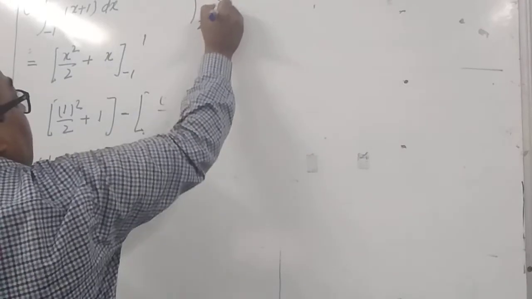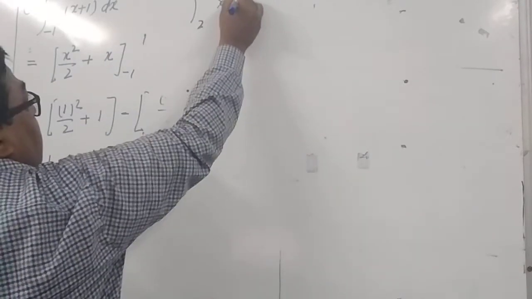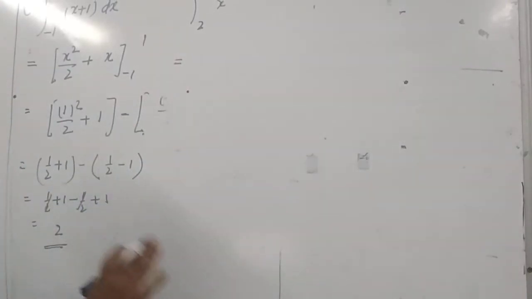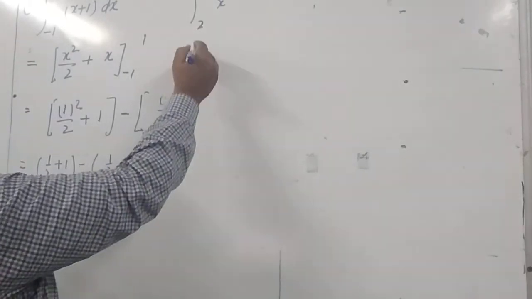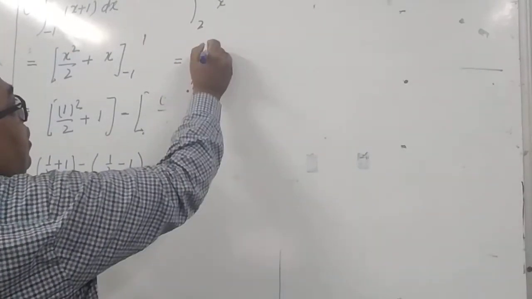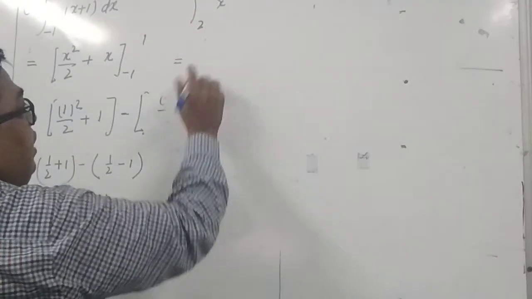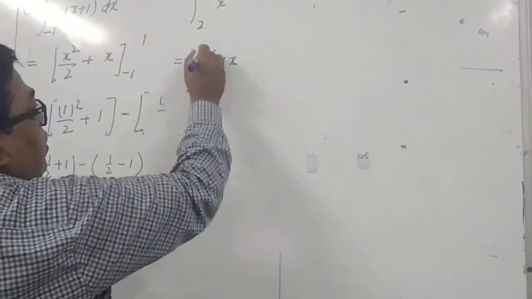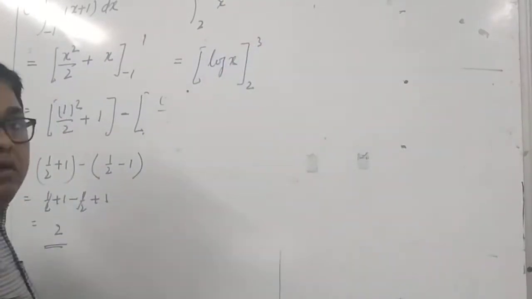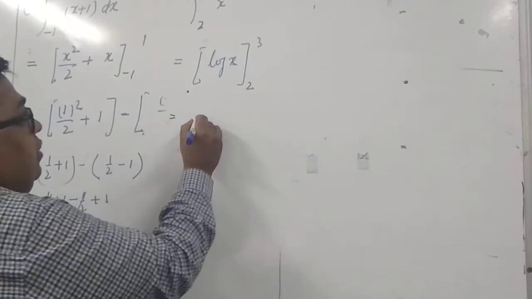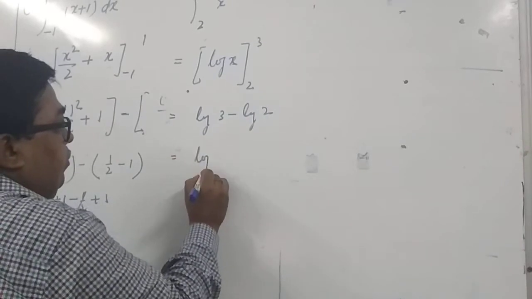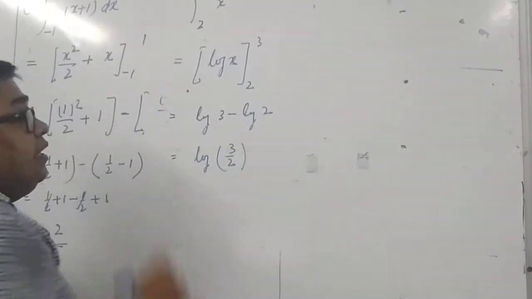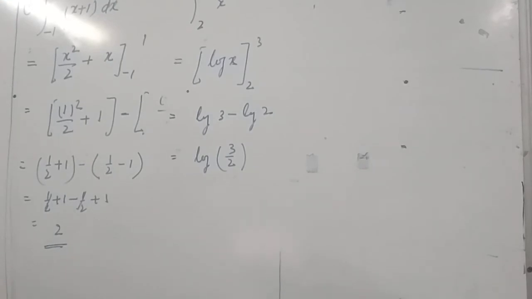The integral from 2 to 3 of 1 upon x dx, lower limit is 2, upper limit 3. Again, as I told you, apply the basic fundamental formula. The integral of 1 upon x is log x, from 2 to 3. So it is log 3 minus log 2, and finally we can write log 3 by 2. And in a definite integral, when limits are applicable, there is no integration constant c here.